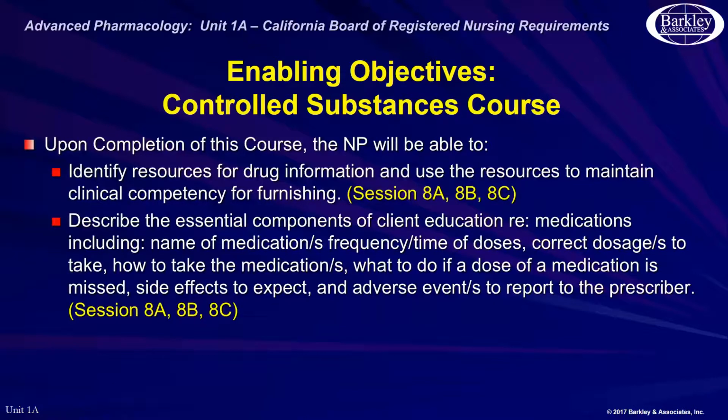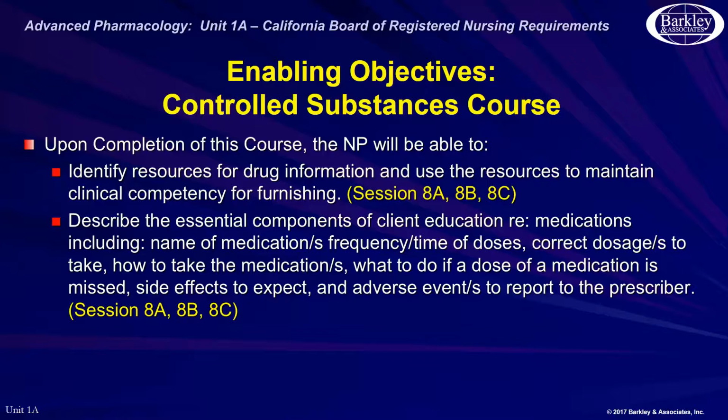An additional enabling objective that the student will be able to understand upon completing the course will be to identify resources for drug information and use those resources to maintain clinical competency for furnishing controlled substances. Throughout Session 8, in all aspects, whether prescribing or prescribing safely, the student will understand how to use these resources safely for furnishing controlled substances safely for patients.